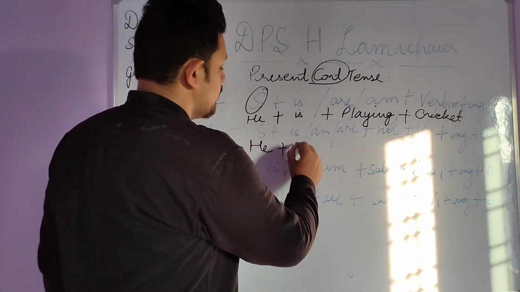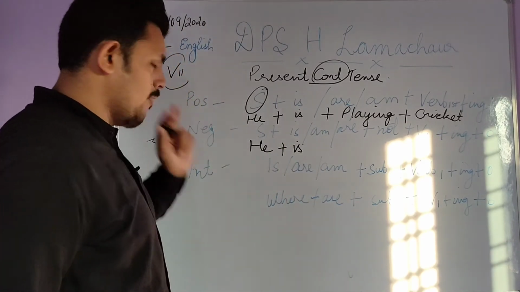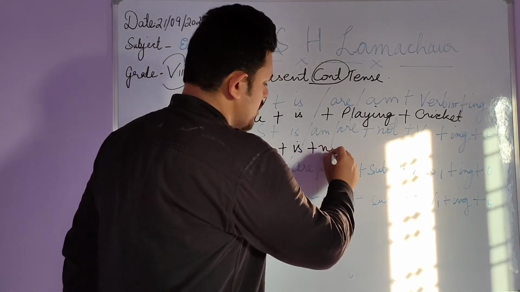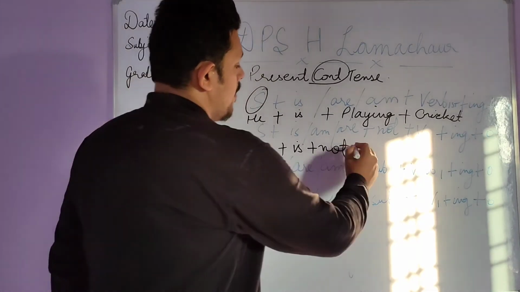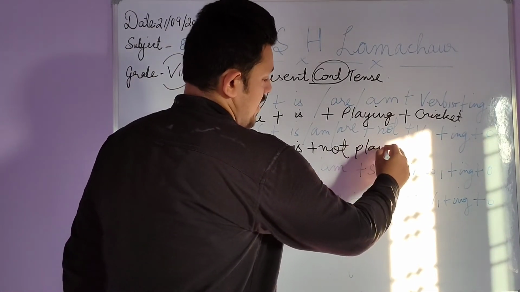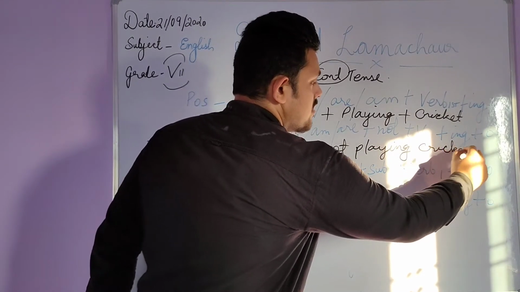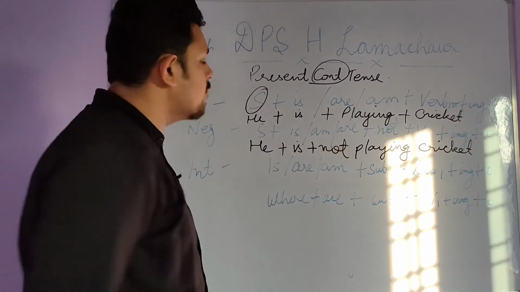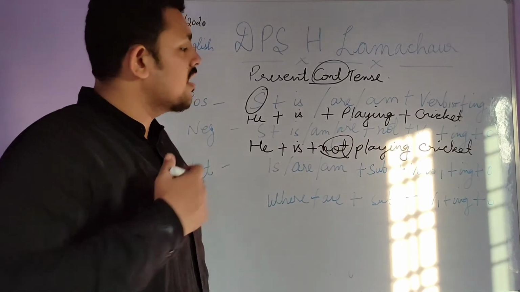He is. Now, when we have the negative form of the sentence, we use not. He is not. Verb's first form play, ing. He is not playing cricket. So the same way we did for the simple present tense, we just put the negative term, that is not. He is not playing cricket.